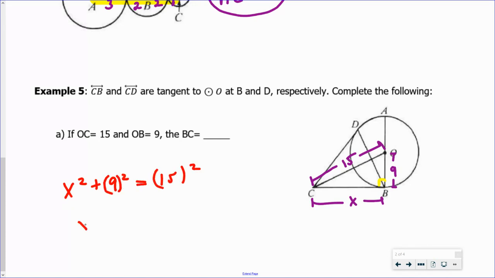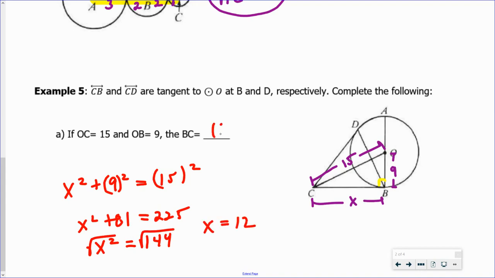So again, we'll go through this. X squared plus 81 equals 225. We'll subtract 81 from both sides, and that's going to give us 144. Take the square root, and we're going to get X equals 12, which I believe are the same exact numbers as the example from the previous video.